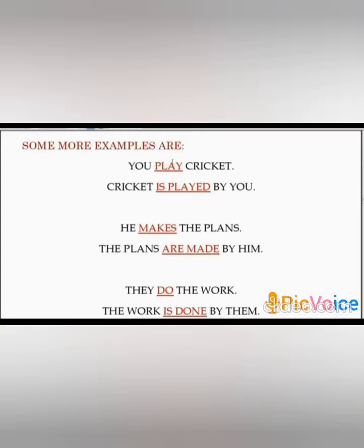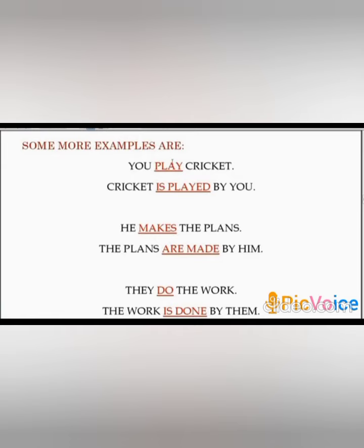Some more examples for you. You play cricket. You subject, play is the verb, cricket is the object. See, cricket object has become the subject. Cricket is played by you. See how the play is changed to is played. Is the auxiliary verb and V3 form of the play is played. Play, played, played. So that played, the past participle form of the verb.